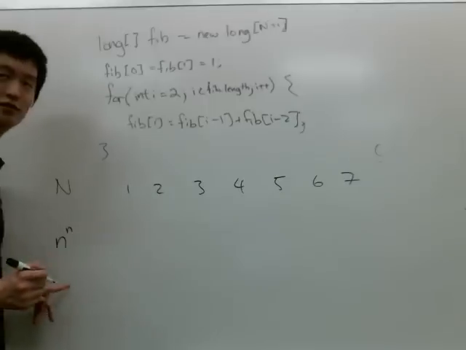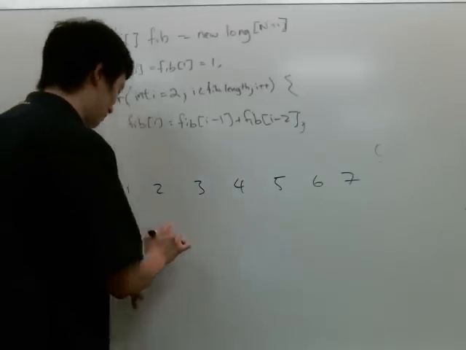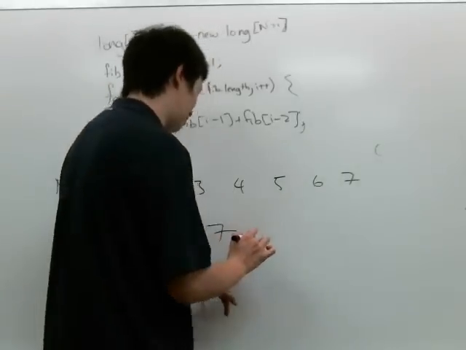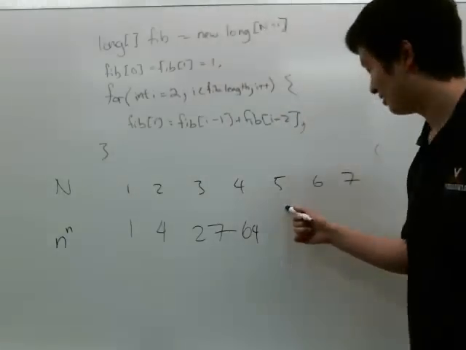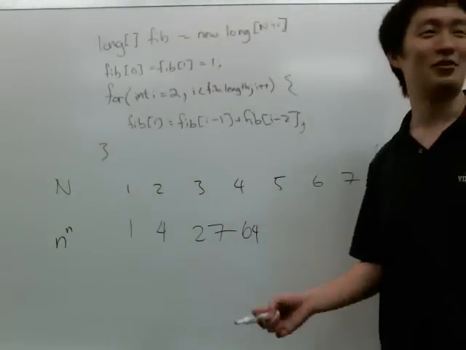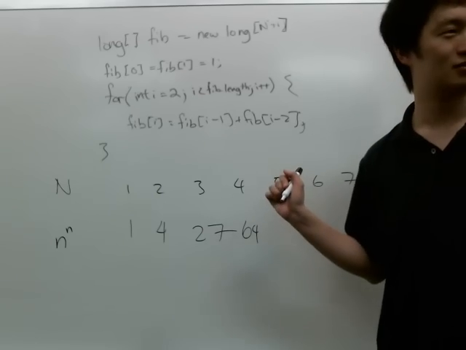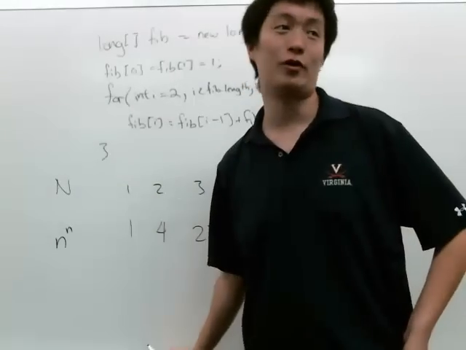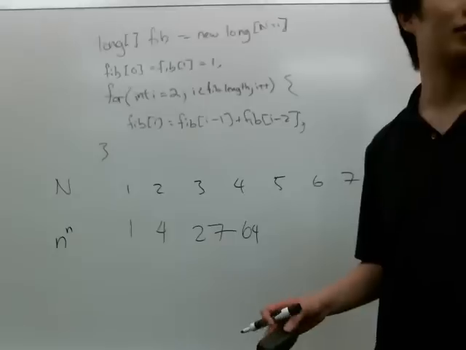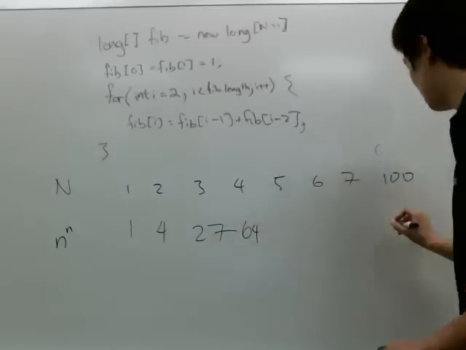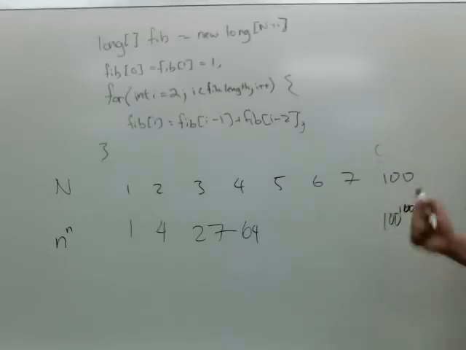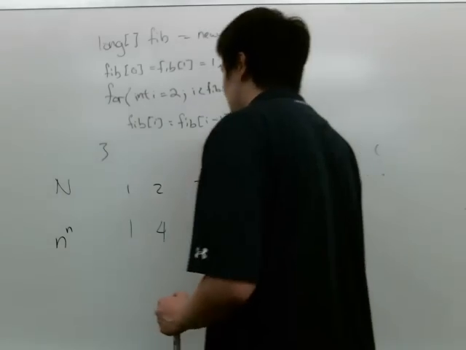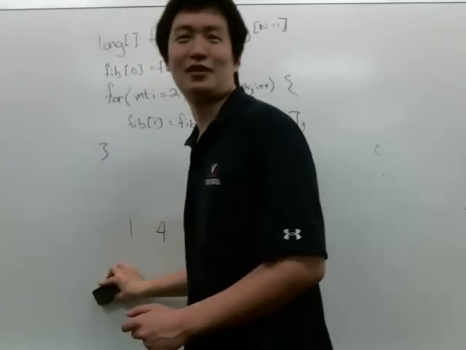Something like n to the n, we have something like 1, 4, 27, 64. Yeah. This is way too big to calculate on the fly. So it's like 6,000 something. I don't know. But it grows a lot quicker, and the behavior is really, really ugly. So when you get to 100, you have 100 to the 100, and that's a 1 with 200 zeros behind it, which is bigger than a googol.